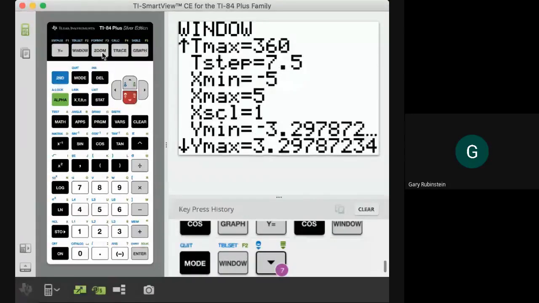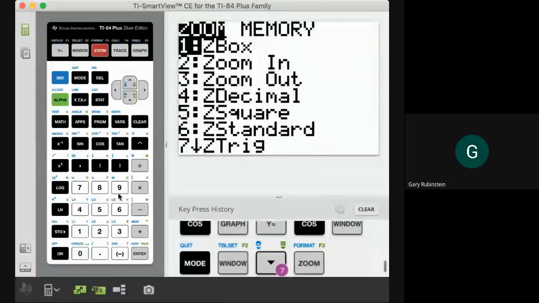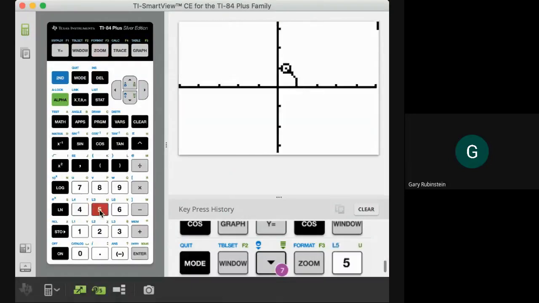But then when I do zoom square, which is number 5, it makes the units agree with each other, so it changes the window. And take a look how nice my graph will look. And you'll see it go counterclockwise as predicted.